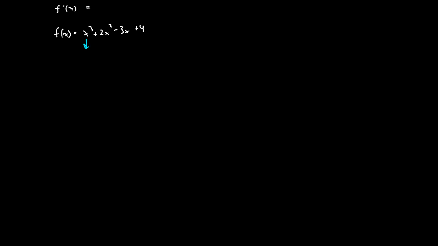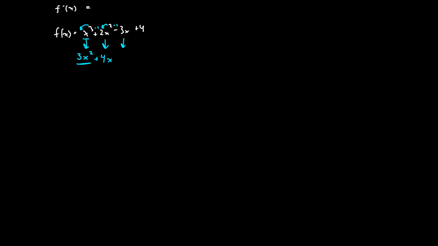So let's take our rule. We're going to bump this exponent down, and then we're going to subtract 1 from it. So when we bump it down, it gives us 3, and then 3 minus 1 gives us 2. This is the derivative of x cubed. Let's do the next piece. Same process. Bump that 2 down. That gives us 2 times 2, which is 4. And subtract 1 from it, which is x to the first.